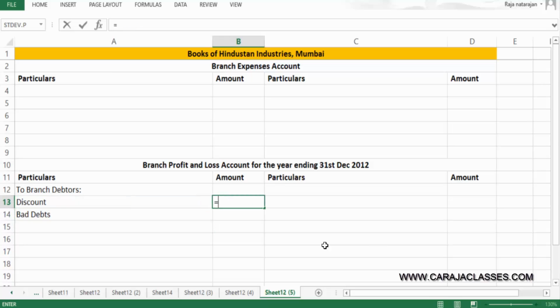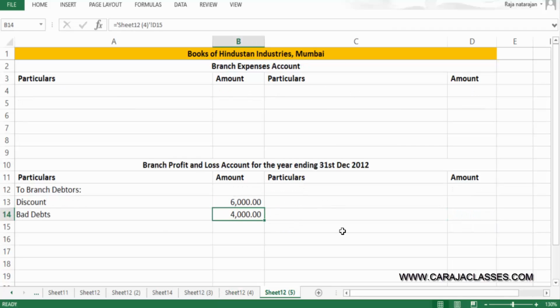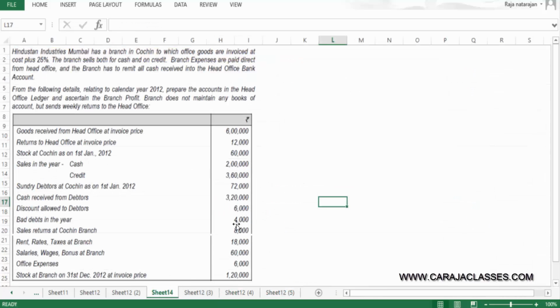And let's capture the respective amounts. Discount is 6,000, bad debts are 4,000. So we have captured that as well. We have given effect for that.